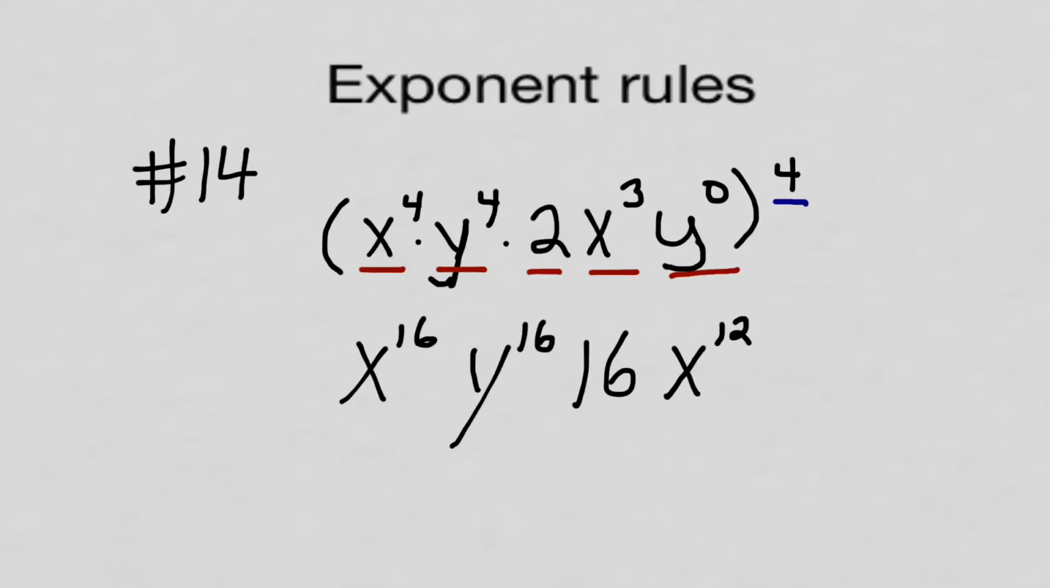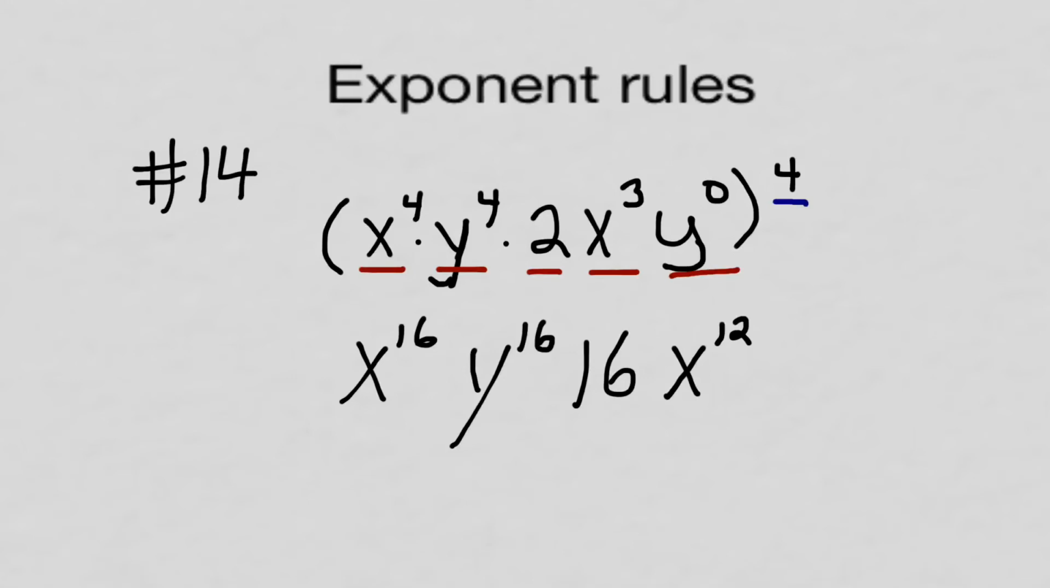y to the 0 is the same as anything else to the 0 power. It's the same as 1. And since 1 times anything is the number you multiplied by, we really don't even need to write that 1 down. All right, got a little bit of combining to do on this.